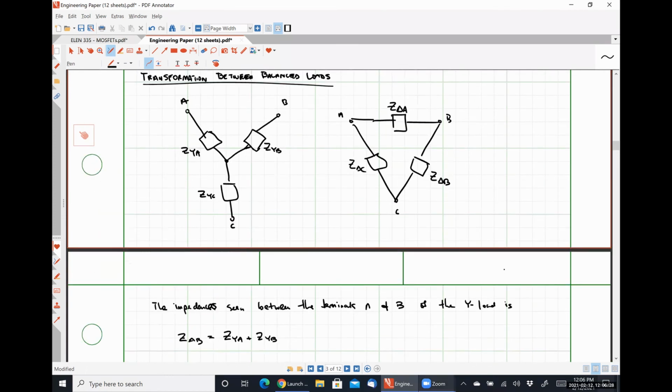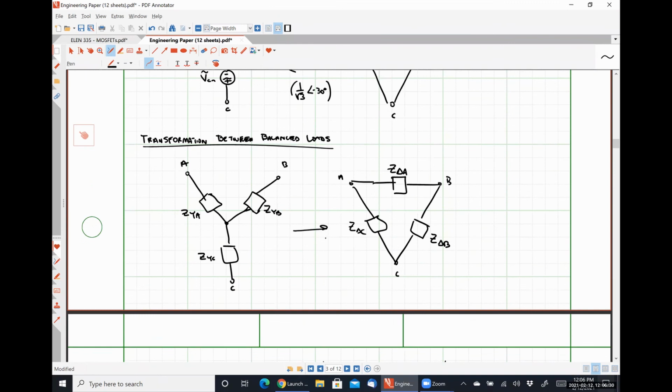And so I'm going to come back up here and draw my little symbol thingy. So Z delta is 3 ZY. ZY is 1/3 Z delta. And there we go. All right.